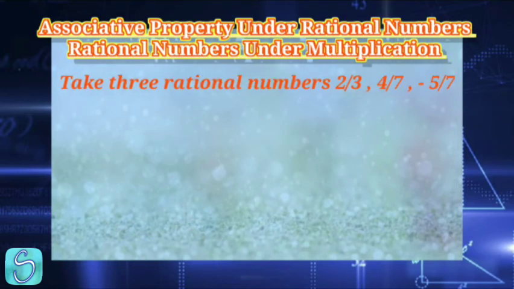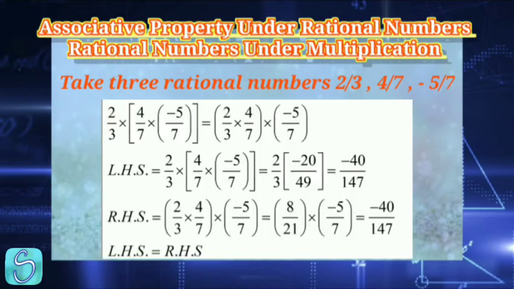Take three rational numbers 2/3, 4/7 and -5/7. (2/3 × 4/7) × (-5/7) is equal to 2/3 × (4/7 × -5/7). Find the LHS. (2/3 × 4/7) × (-5/7) is equal to 2/3 × ... which is minus 40/147.